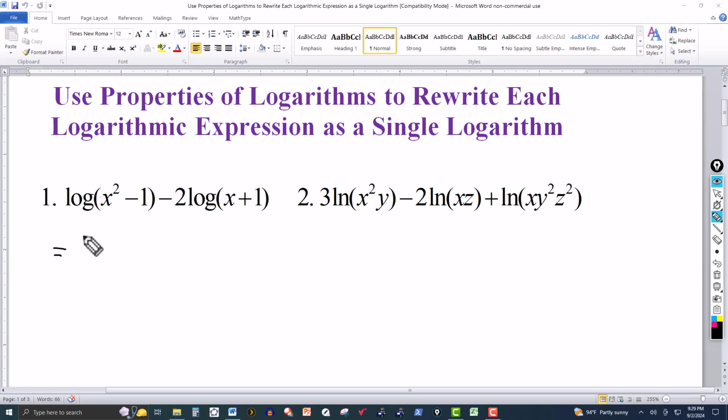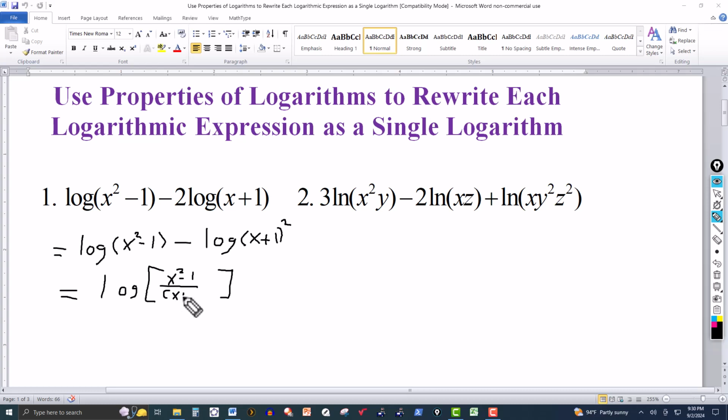So we'll start the first one by writing it this way. This will be the log of x squared minus 1. Now I could take this minus 2 as a coefficient, and that could come as an exponent, but I'm going to leave the minus there. Just take the 2 and put it over here. So this will be the log of x plus 1, quantity squared. Now once I have it in this format, I have a difference of 2 logs, same base 10. I can write that as the log of a fraction. So this would be x squared minus 1 over x plus 1 squared.